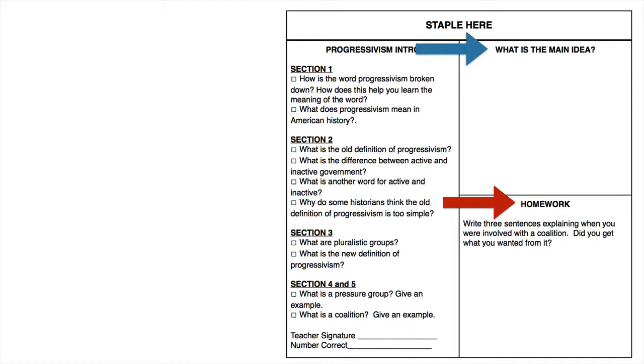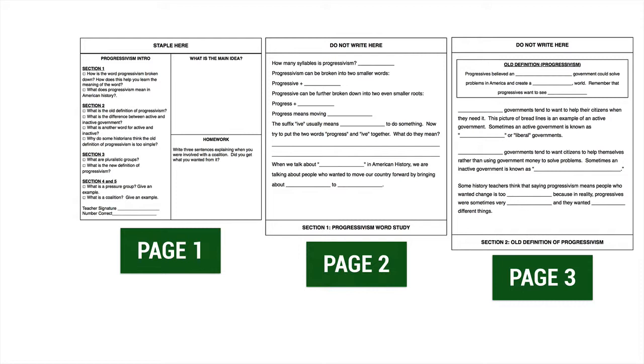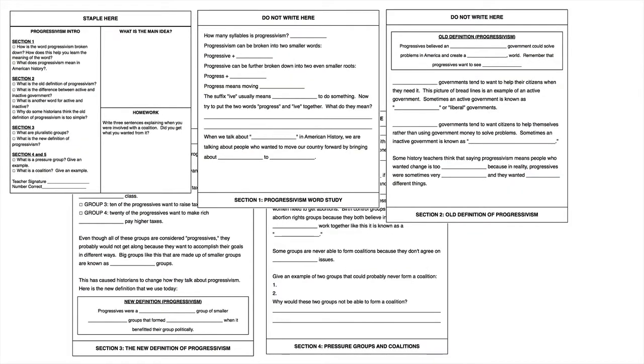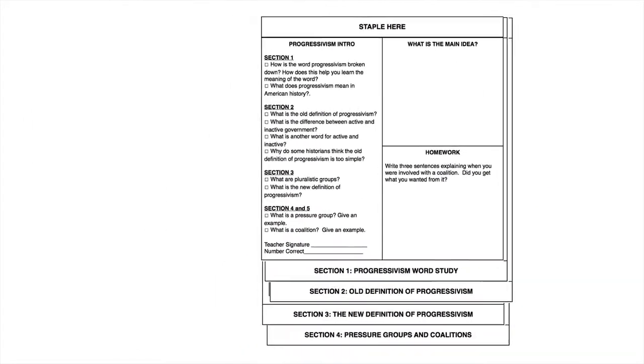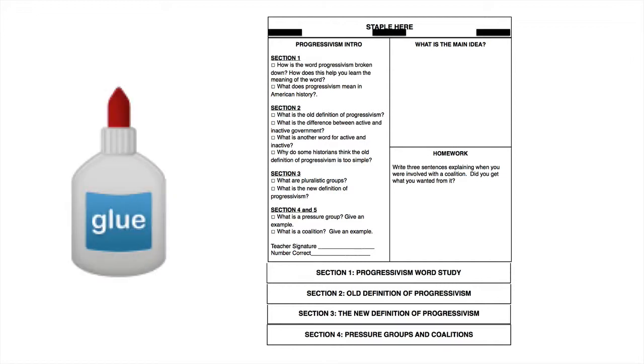The next thing you'll notice is that each page of the lesson is slightly larger than the previous page. This is so that the students or teachers can cut out the page to create a foldable. Once you have all 5 pages cut out, you simply stack them from largest to smallest and staple here, here, and here. I often have students glue them into their notebooks so they can refer back to them later.